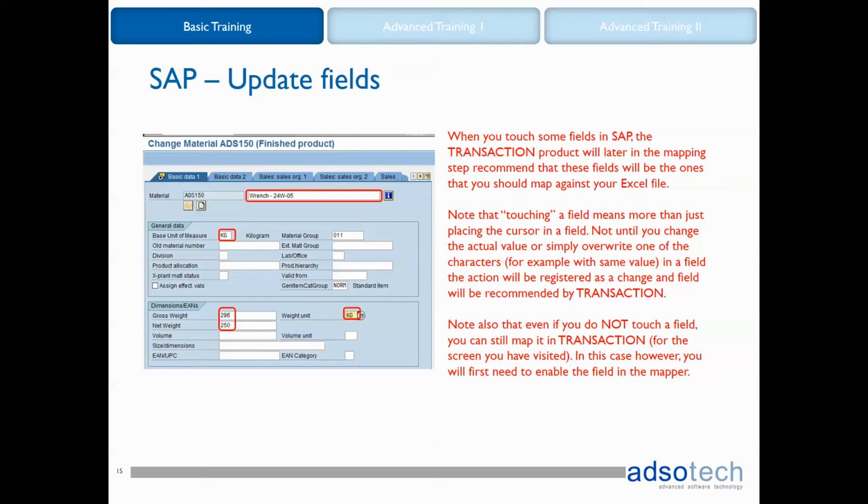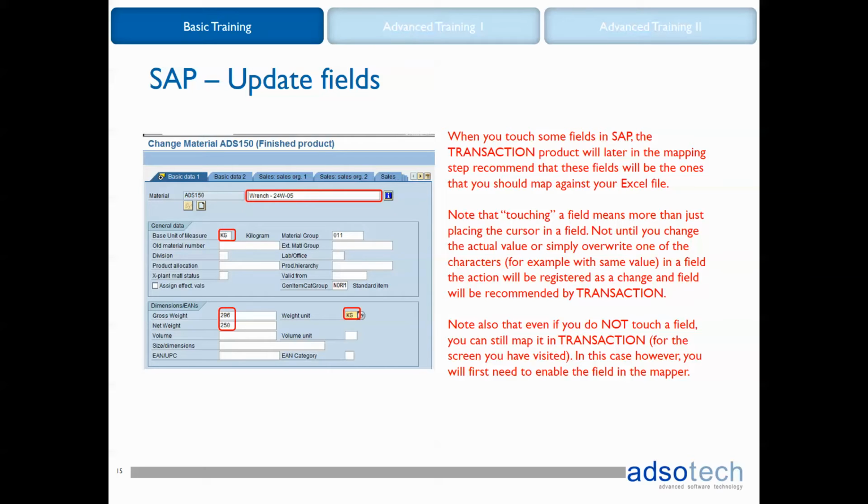What we do in these screens is that we simply put our cursor into those fields that we want to have in our script. In this case, the ones marked with red. So the description field, base unit of measure, gross and net weight, and the weight unit as well. When I say that we put our cursor in those fields, we also need to use our keyboard in one way or another.